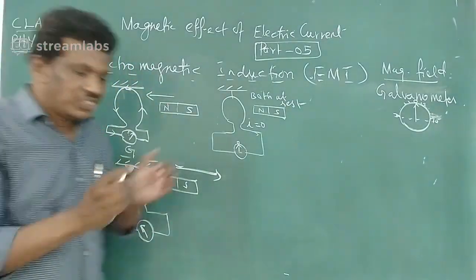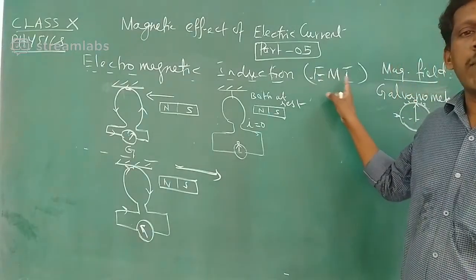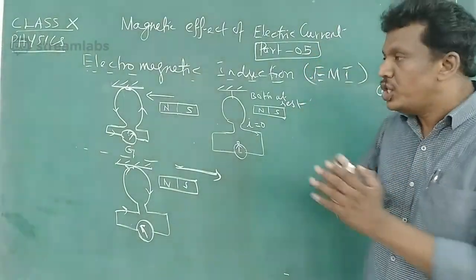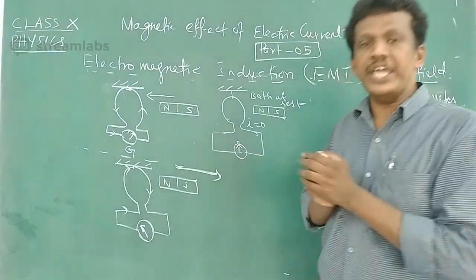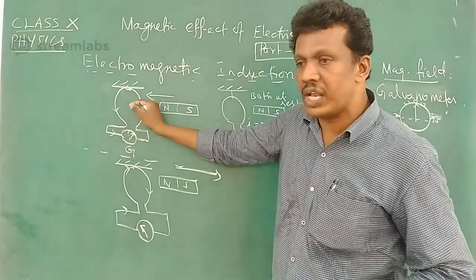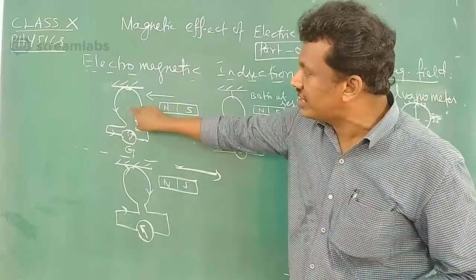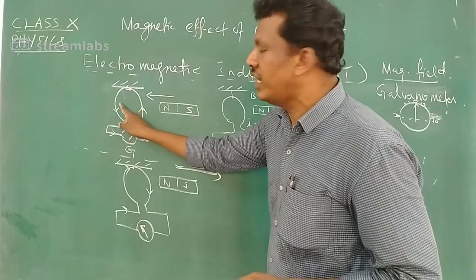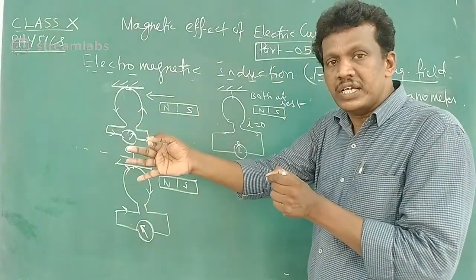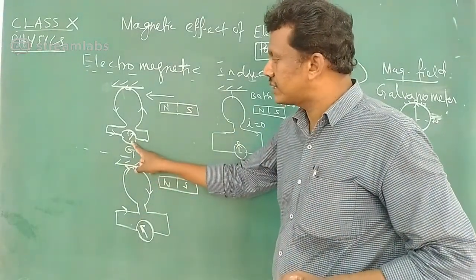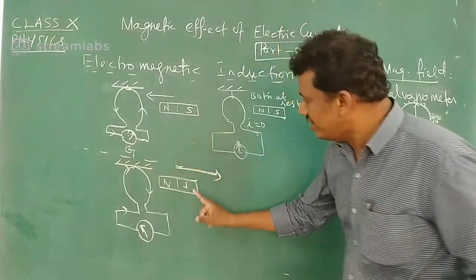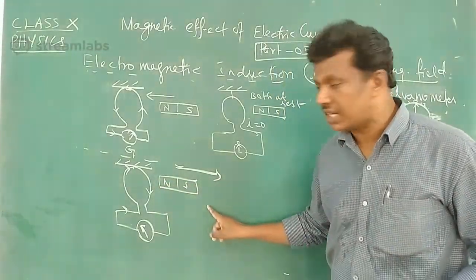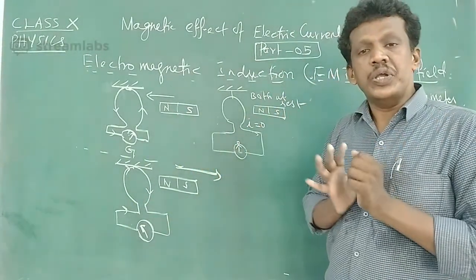Whatever you are seeing now, this phenomenon is known as EMI, electromagnetic induction. You observe the thing. When you move the magnet towards the coil, the magnetic field linked with the coil changes. How does it change? When you move it, the magnetic field goes on increasing. So the changing magnetic field produces current. Again, when the magnet is moved away from the coil, the magnetic field goes on decreasing, and now also current is induced.